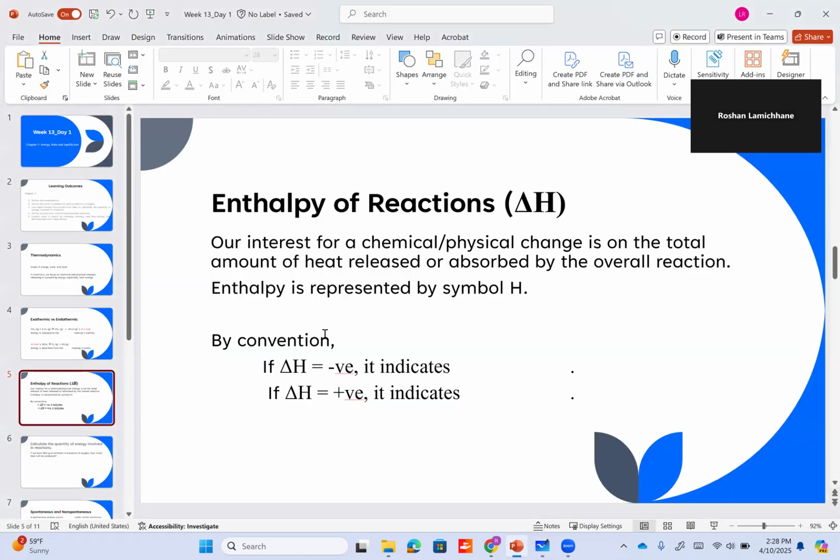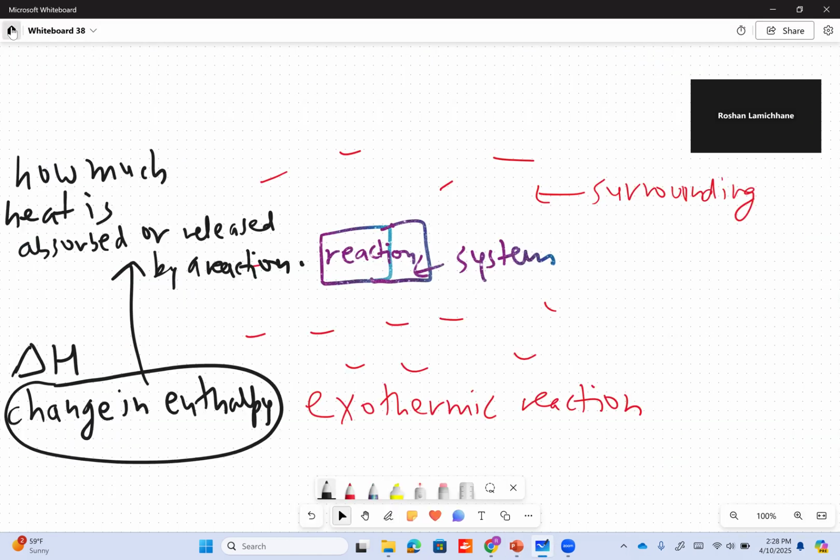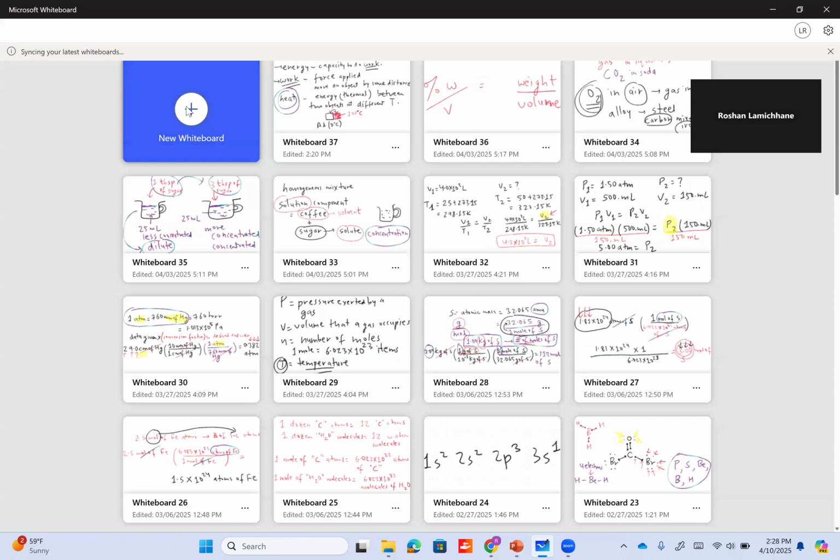All right. So by convention, and I'm going to give an example. For example, if the delta H value is negative, we say that it indicates an exothermic change. So let's write that down. If delta H is negative, delta H has a negative value, we call it an exothermic reaction.